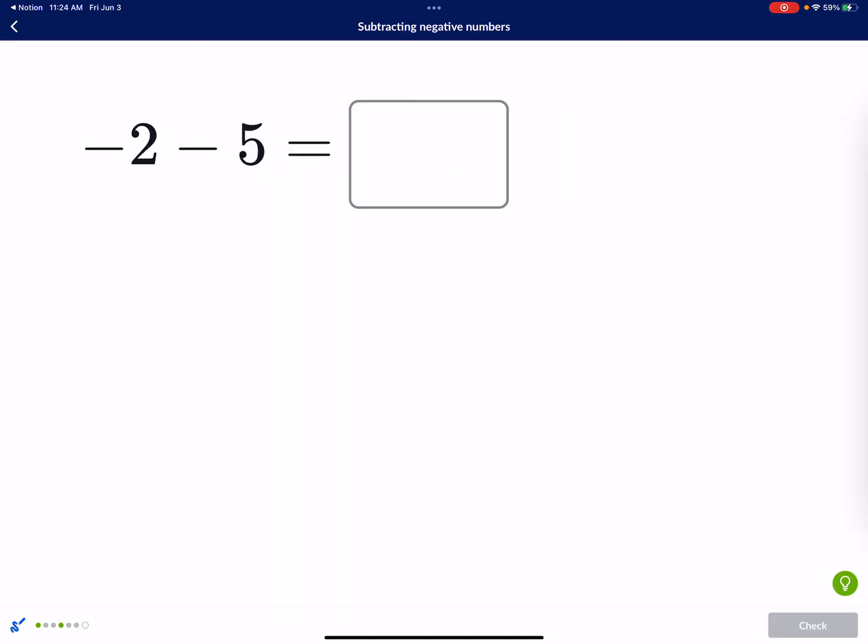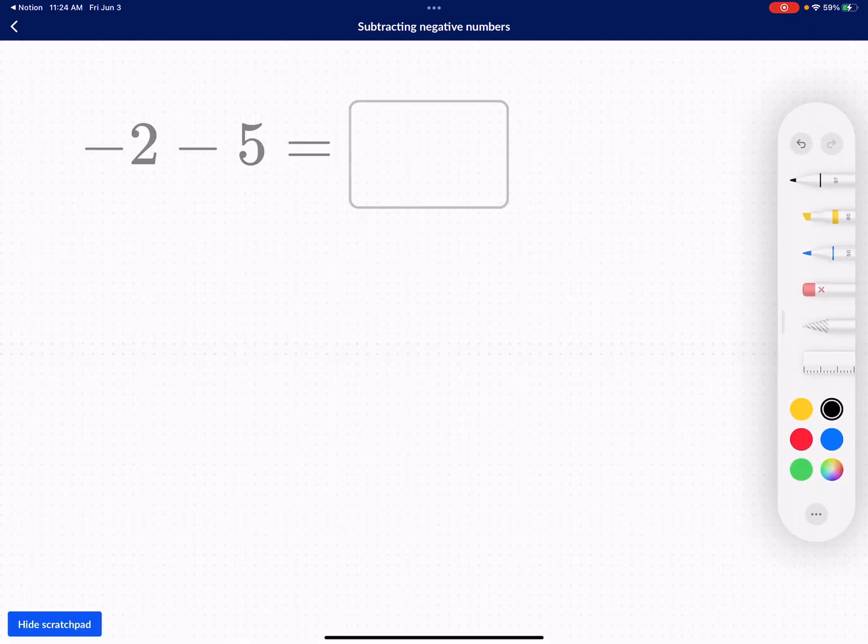All right, let's try this one. So I start with 2 negative counters. This means take away 5 positive counters. I need to take away 5 positive counters, but I don't have 5 positive counters. So what do I do? I add 5 zero pairs. So this entire thing is still equal to -2. Why? Because this entire thing is equal to 0, and 0 plus -2 is just -2, right?